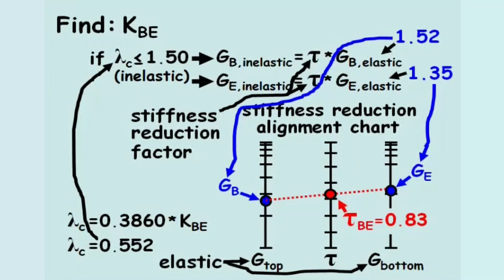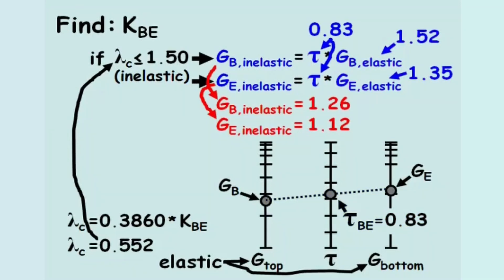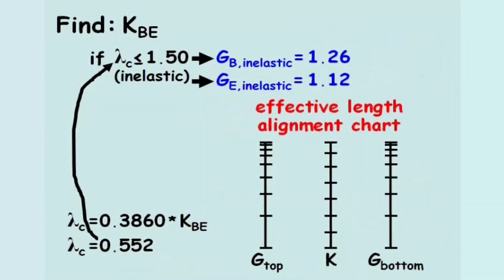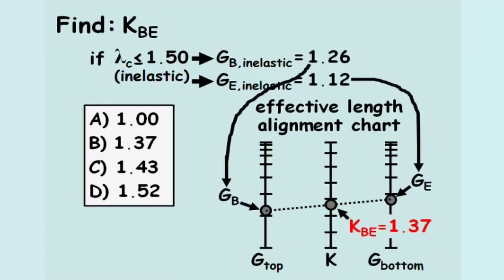Plugging in 0.83 for tau, the inelastic end condition coefficients for joints B and E equal 1.26 and 1.12, respectively. Now we can return to the effective length alignment chart, plug in the two inelastic end condition coefficients, and the effective length factor for member BE equals 1.37. When reviewing the possible solutions, the answer is B.